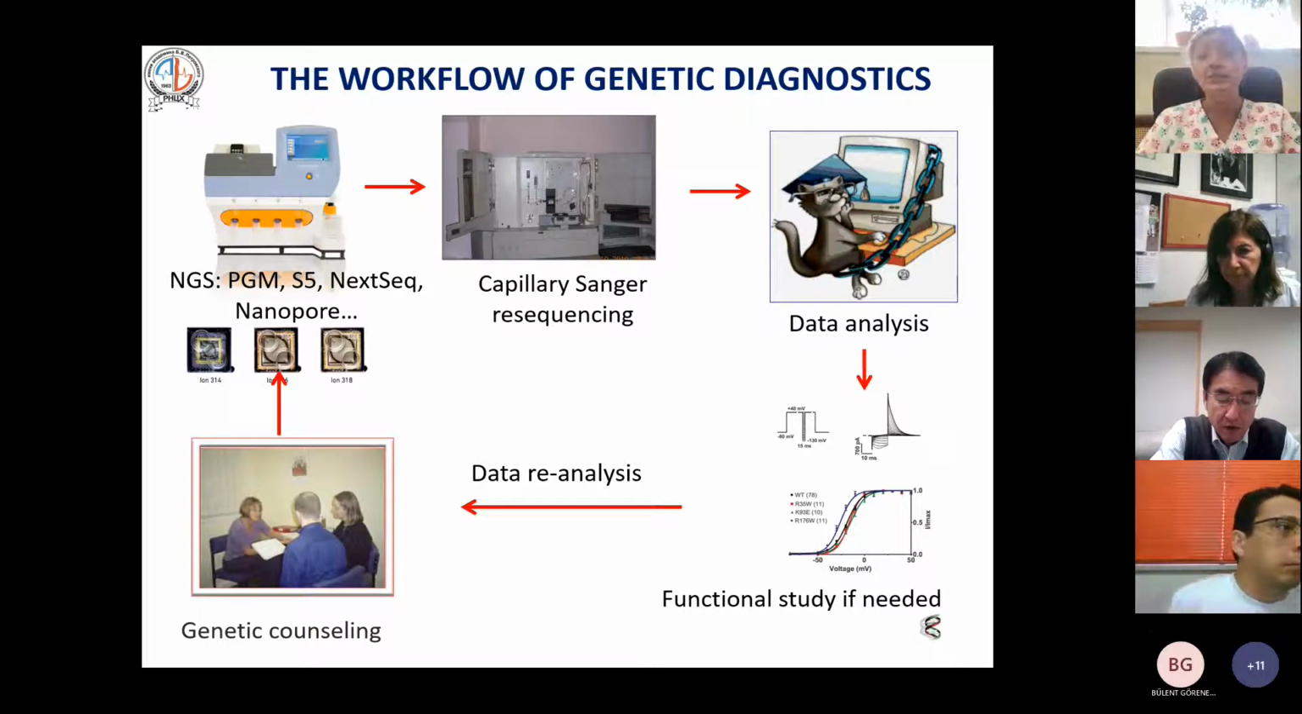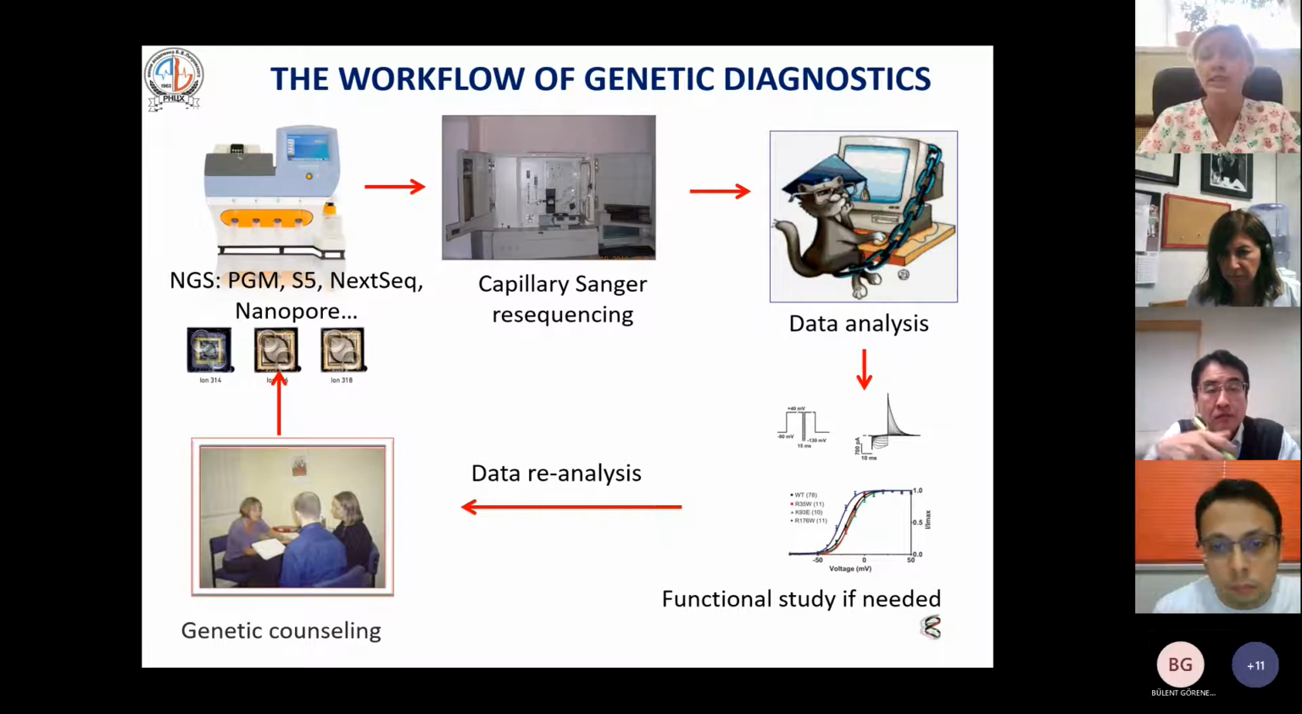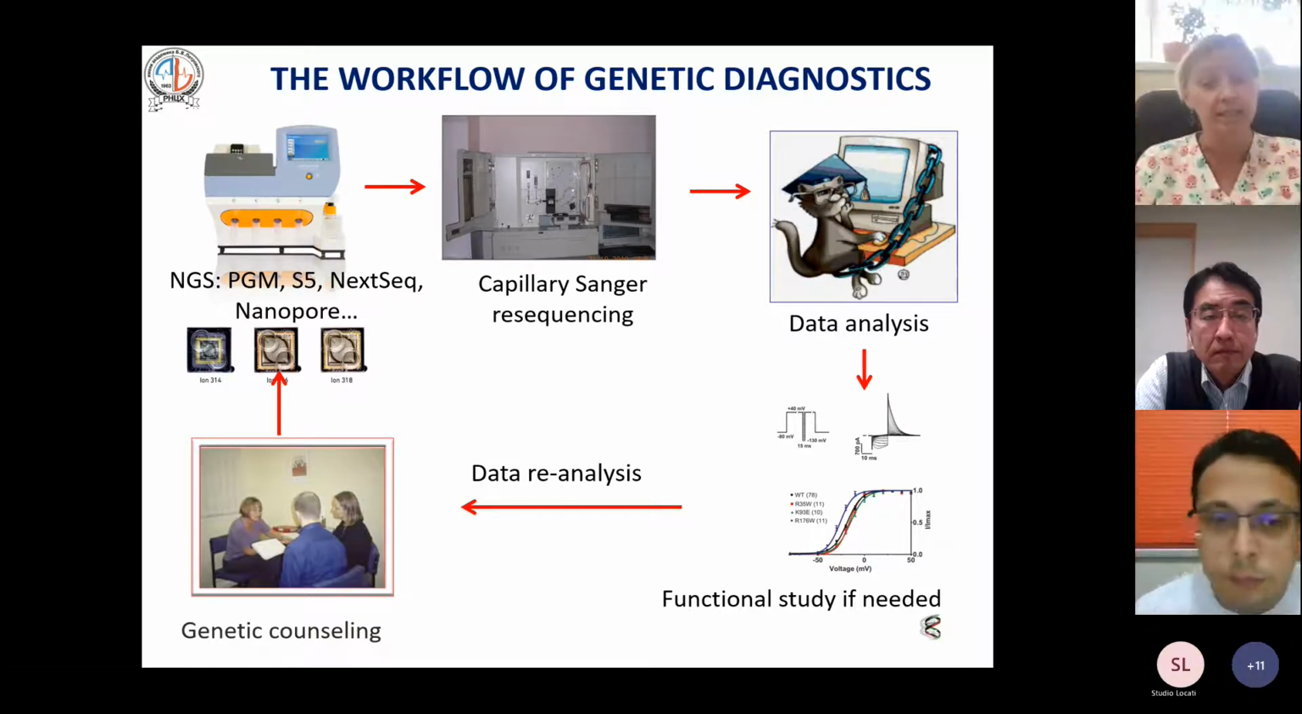The next step is very important: data analysis. You have to understand what you saw in your sequence, and you have to choose the right variant to discuss with the family. Sometimes it's not so easy because from whole exome sequencing, we normally take from 80 up to 180,000 genetic variants. Sometimes you need additional functional studies and data reanalysis, and the ring is closed by genetic counseling again, with the family, discussing the result of genetic testing. Next, please.